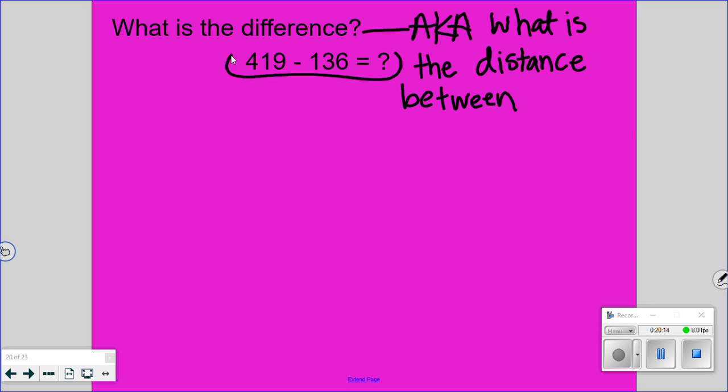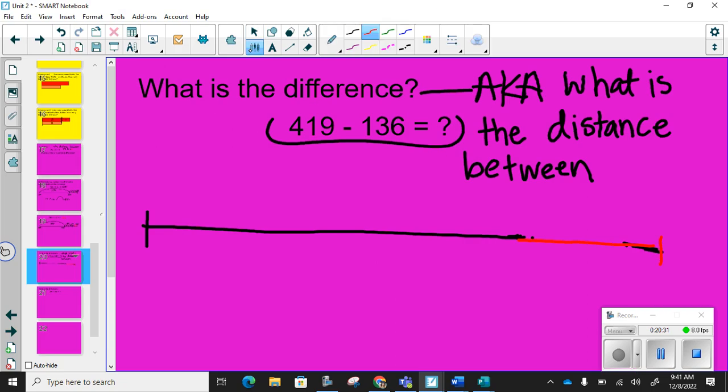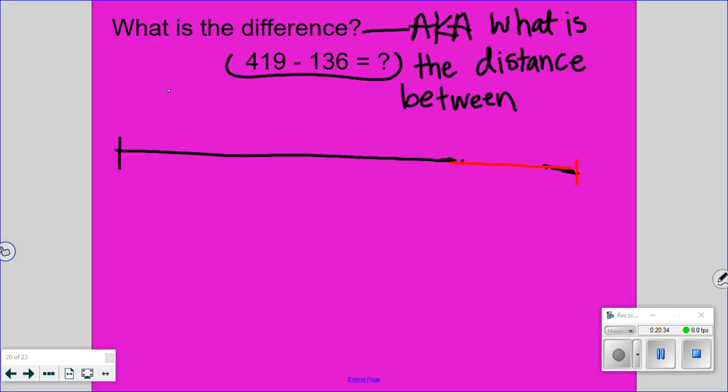Let's draw our number line. Probably gonna have to be in the red pen because my black one is really struggling functioning today. Alright, how am I gonna set up my number line? 136 going to 419. The only reason I'm putting those numbers on my endpoint is because I'm trying to figure out how many numbers are in the middle of that.